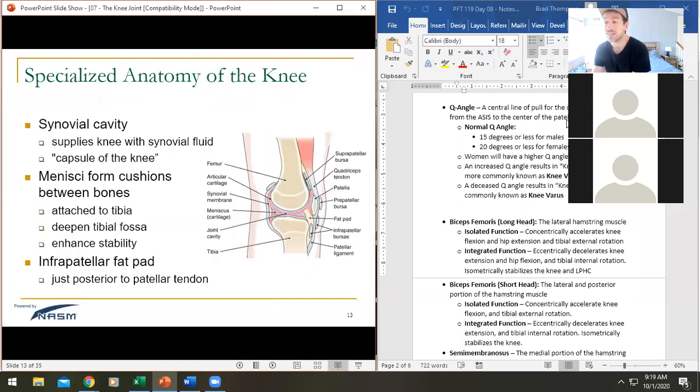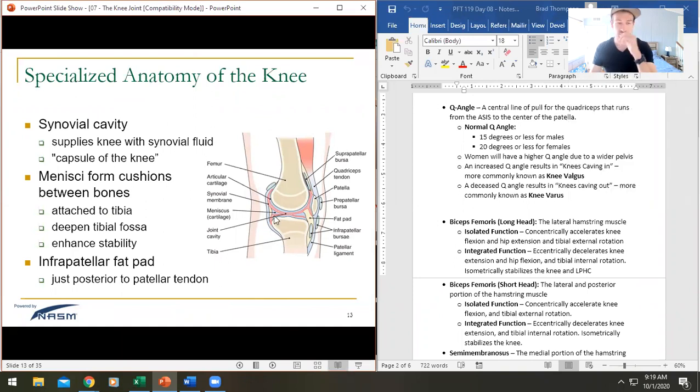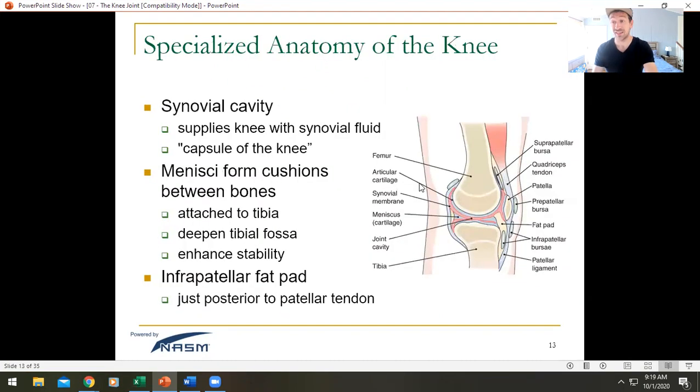All right, so that's sort of what we're seeing in terms of those bones and in terms of those joints. Now, some other special structures, like I said, your knee is very special. It's got a lot of special structures in it. It is a synovial joint, right?